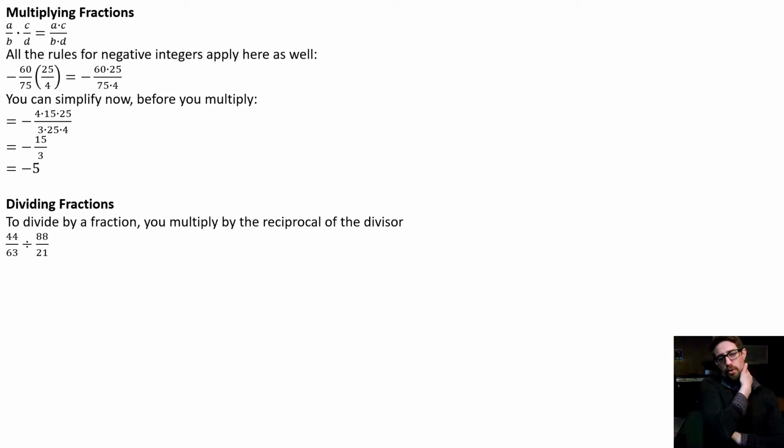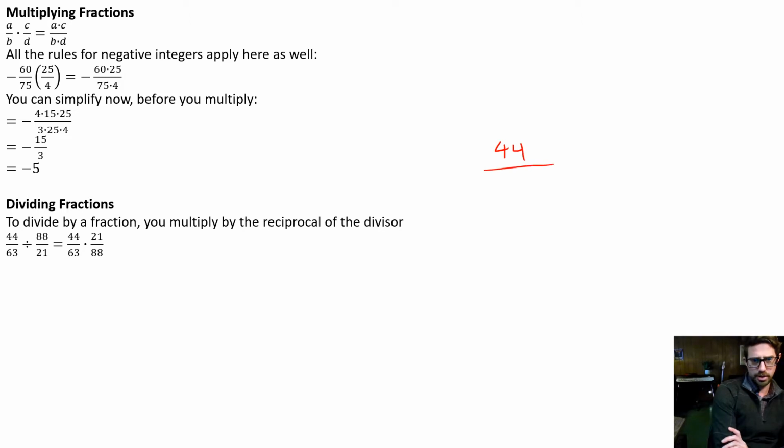So take 44 over 63 and then multiply it by 21 over 88. And here's where I'm going to show you the technique where you simplify before you do any multiplication at all. So let me just copy it over here. This is not really the way your book does it yet, but this is the way I've always shown to do it.